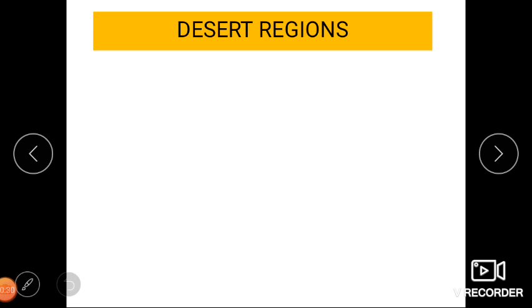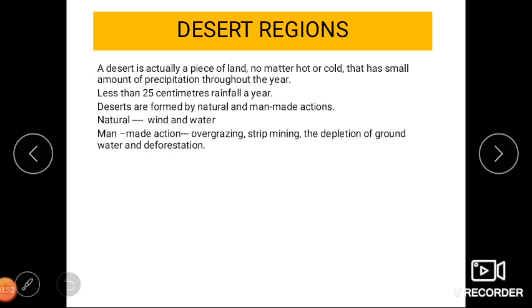So let's see what a desert is. A desert is actually a piece of land, no matter hot or cold, that has a small amount of precipitation throughout the year. It usually gets less than 25 centimeters of rainfall a year.